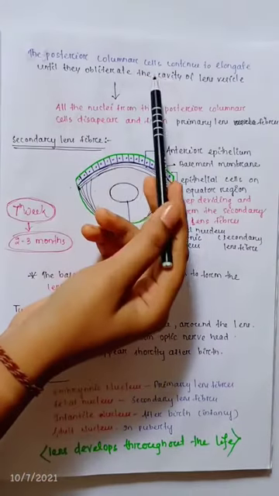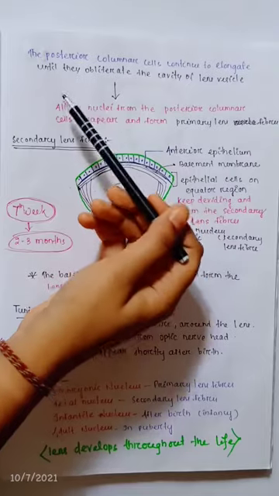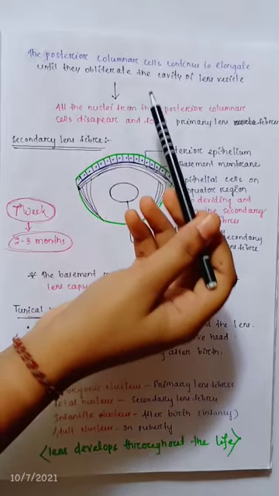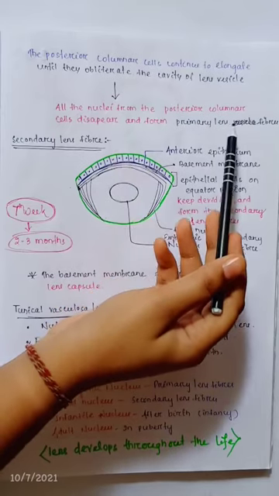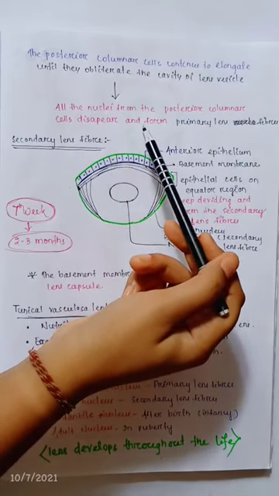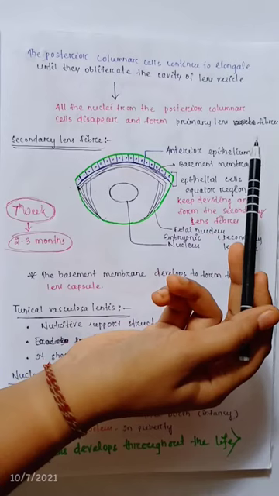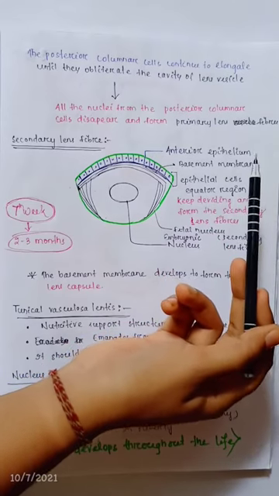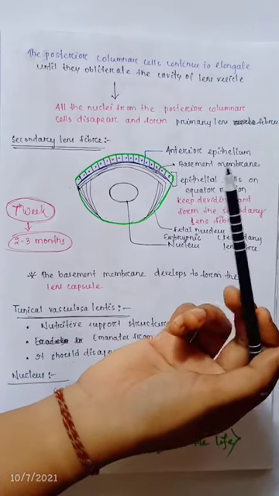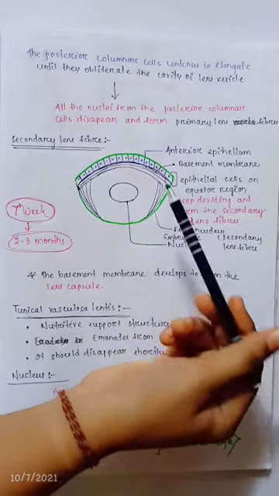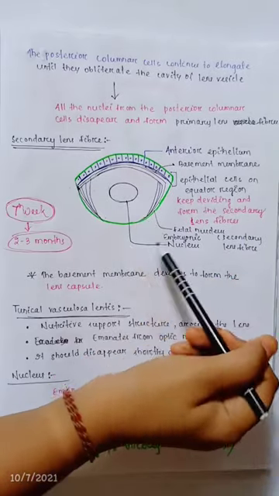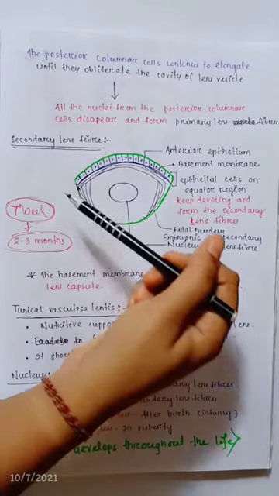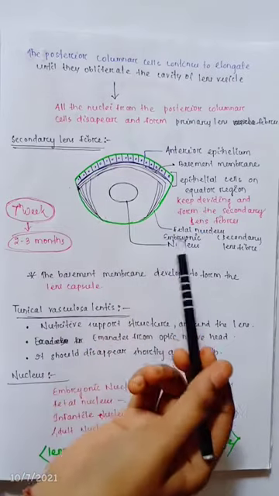The posterior columnar cells continue to elongate until they obliterate the cavity of the lens vesicle. All the nuclei from the posterior columnar cells disappear and form the primary lens fiber. And when the primary lens fiber is formed, we have the embryonic nucleus there, and this is the embryonic nucleus. And then we will discuss the secondary lens fiber.